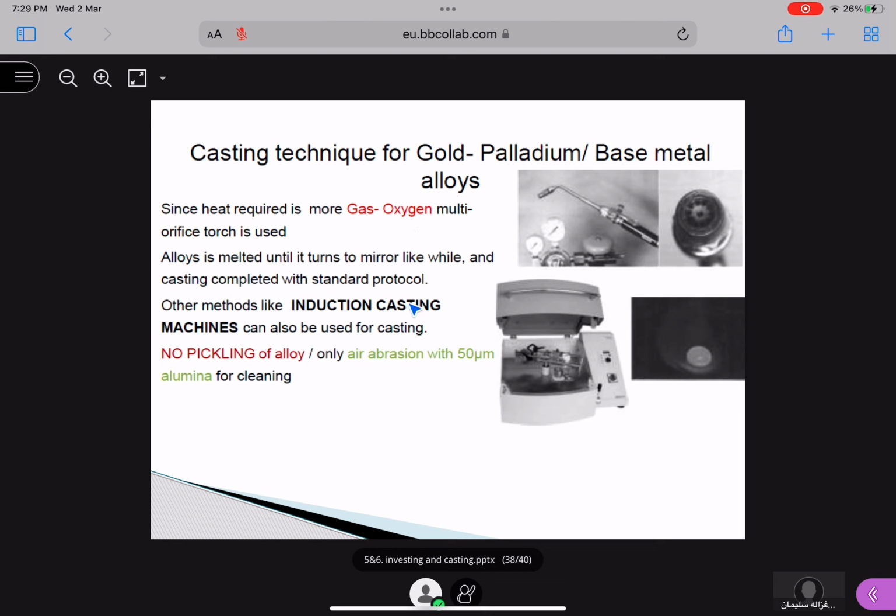Another method you can use is induction casting. Machines can also be used for casting. There is no pickling, only air abrasion with 50 micron alumina for cleaning the investment material. In the other case we do pickling so that the investment breaks down, but here we are using only air abrasion.